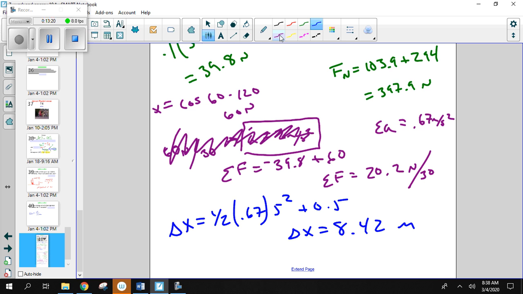All right, so work done by friction. All the way back to the beginning. That's going to be 8.42 times the force of friction, 39.8, divided by the time that it does it, which is 5. And our power generated by friction, or average power, comes to 67 watts.